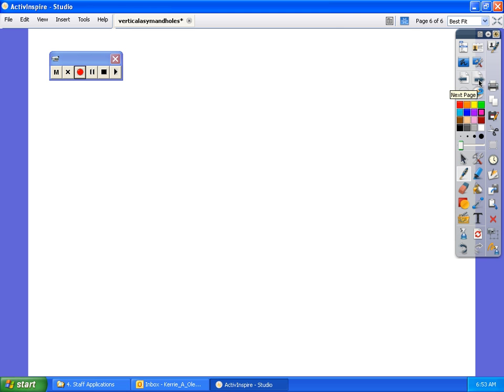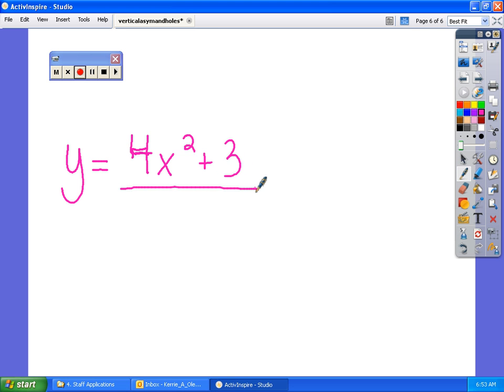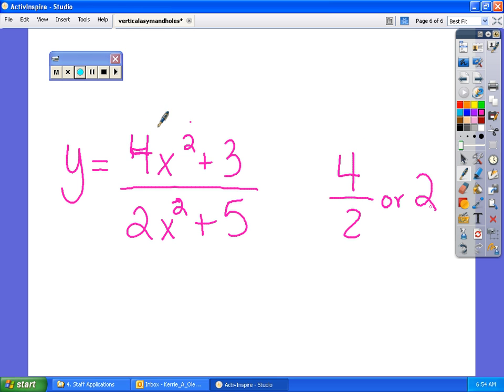All right, how about this one? y equals 4x squared plus 3 over 2x squared plus 5. Go ahead and try that one. Okay, my powers match, 2 and 2. So my horizontal asymptote is simply 4 over 2 or 2. I take that lead coefficient right there.